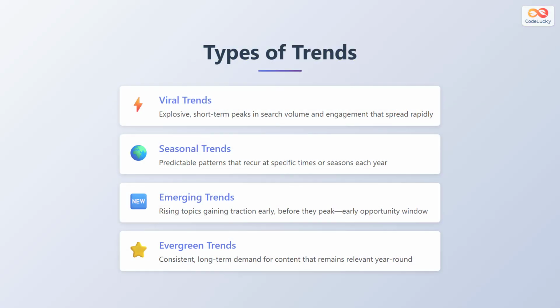Understanding different types of trends helps you strategize better. Viral trends are explosive and short-term, spreading rapidly with massive peaks in search volume. These offer quick wins but fade fast. Seasonal trends are predictable patterns that recur at specific times each year. You can prepare content for these well in advance. Emerging trends are rising topics gaining traction early, before they peak, giving you an early opportunity window to get ahead of the competition. Finally, evergreen trends have consistent, long-term demand that remains relevant year-round. Building a mix of all these trend types creates a balanced, resilient content strategy.